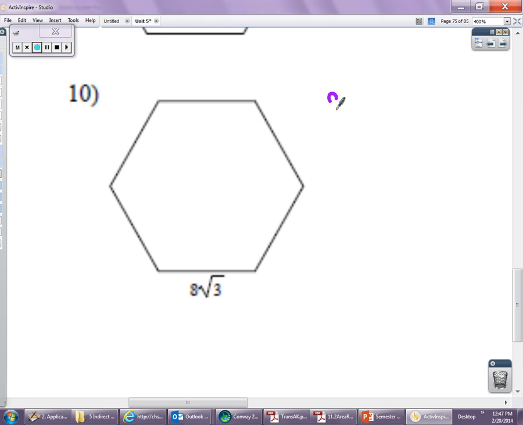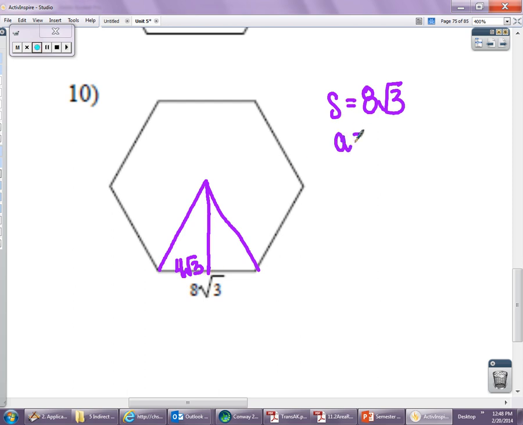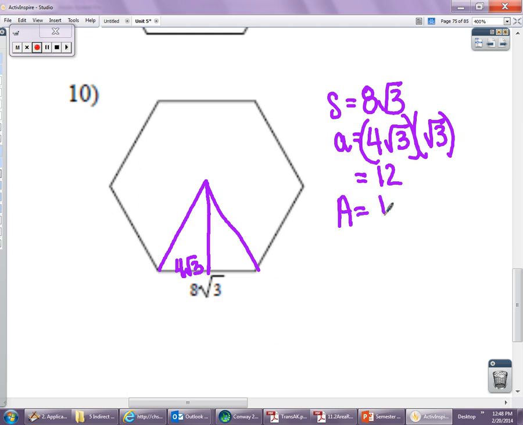Number 10, you have a side length as 8 root 3, so don't forget to complete your triangle. Okay, find your apothem. 8 root 3, that means 1 is 4 root 3, the short side here, which means that my apothem then is going to be times root 3. So 4 root 3 times root 3 because of the 30, 60, 90 triangle. So my apothem is 4 times 3, which is 12. Okay, and then you're going to use again your formula, 1/2 the apothem times the perimeter.